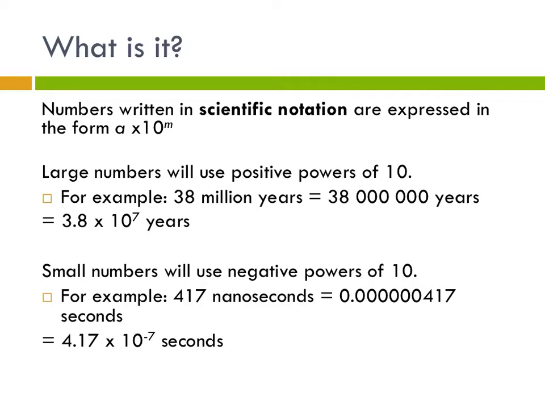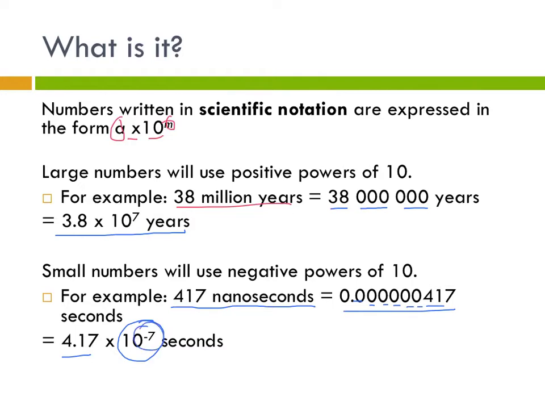Numbers written in scientific notation are expressed, like I've said, as whatever the number is multiplied by 10 to a particular indice. Large numbers will use positive powers of 10. So 38 million years, if I expand that, that's 38 and 6 zeros, and I write that as 3.8 times 10 to the 7 years. Small numbers use negative powers of 10. For example, 417 nanoseconds is the same as writing 0.000000417 seconds, and I write that as 4.17 times 10 to the negative 7. So for smaller numbers where the significant figures come after a decimal point, I write a negative indice.